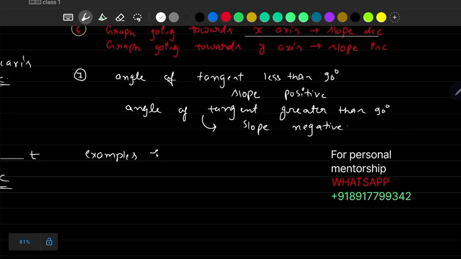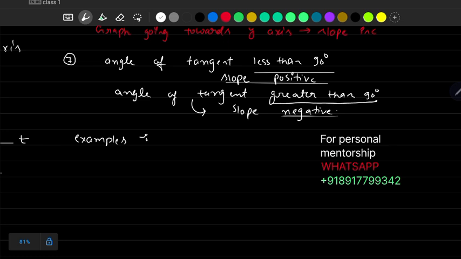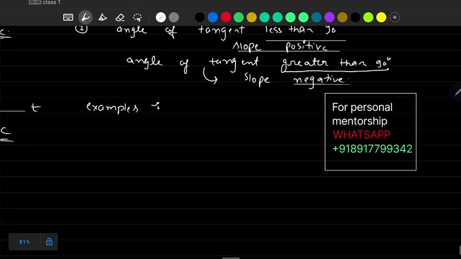If the angle of the tangent is less than 90 degrees, slope will be positive. And if the angle of the tangent is greater than 90 degrees, slope will be negative. So let's understand this point using examples. You just make short notes also, and then do the problem with me. If the angle of tangent is less than 90 degrees, then slope is positive. And if the angle of tangent is greater than 90 degrees, then slope will be negative.